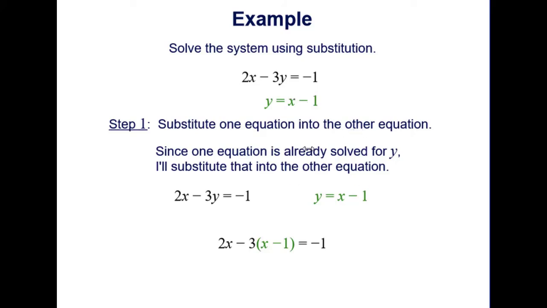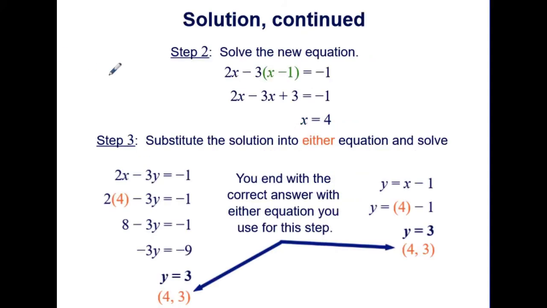Now, since the second equation, y equals x minus 1, is already solved for y, that's what we're going to substitute. We're going to take x minus 1, what y equals, and substitute that in for y in the other equation. Think of it like a substitute teacher. The y is now gone, the regular teacher's out, and its substitute, x minus 1, is in its place. So our new equation is 2x minus 3 times (x minus 1) equals negative 1. So we can now solve the new equation.